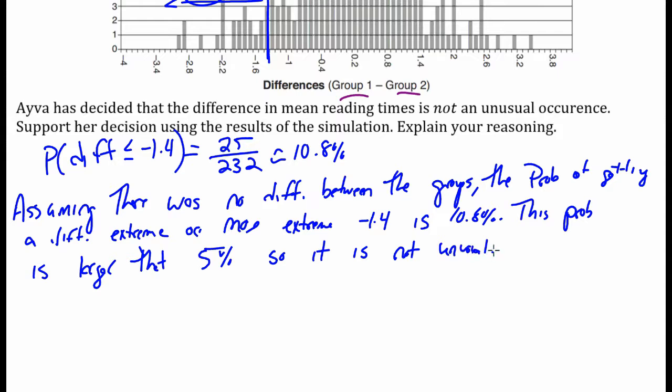Instead of saying it's not unusual, we could have said it was not statistically significant. Or we could have said it could happen by chance. Getting a difference this big could happen by chance.